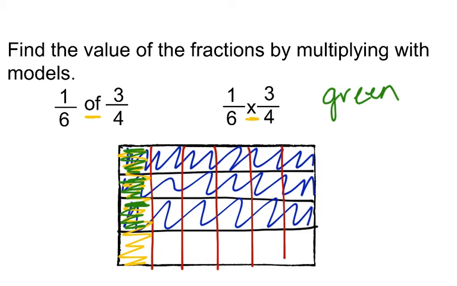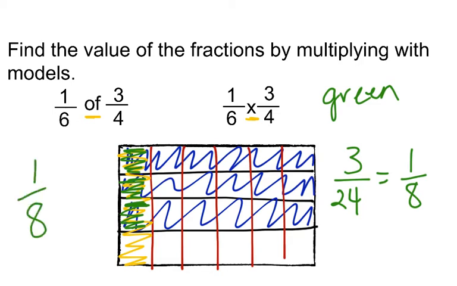So we have 3 out of 24 total. So 3/24, and I need to, of course, simplify that, which the 3 and the 24 are both divisible by 3, so that gives us 1/8. So 1/6 of 3/4 is 3/24, or 1/8.